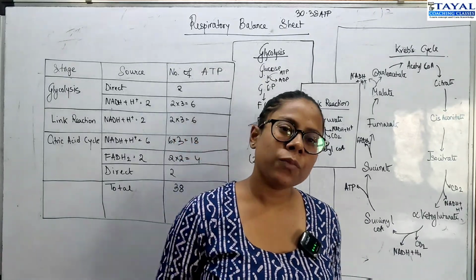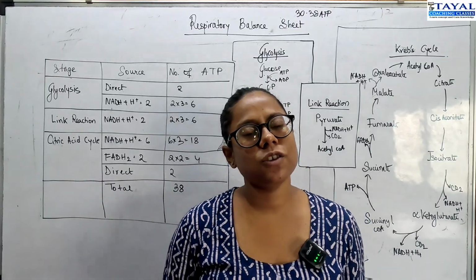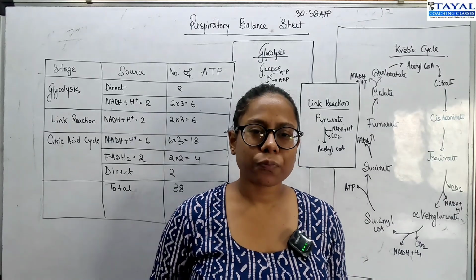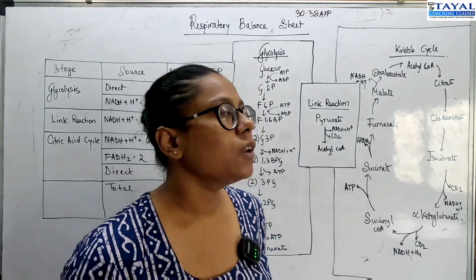It is the oxidation of glucose. Cellular respiration, aerobic cellular respiration is the oxidation of glucose to give you what? To give you ATP, right? It generates ATP in your system.